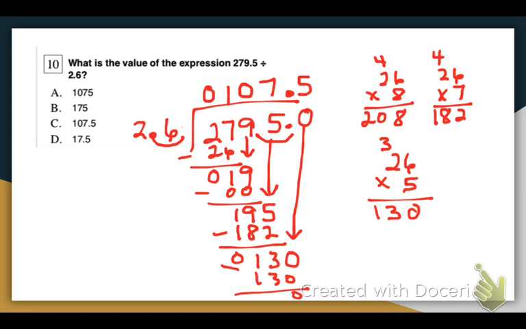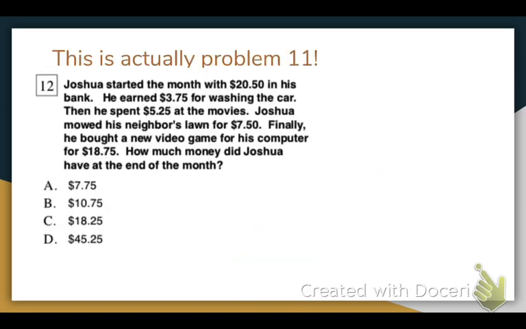Again, did you put that 0 in? Did you annex a 0? Check your work. Circle yes or no. Problem 11. Okay, I know on your test, this is problem 11. On here it says 12. Just ignore that. This is problem 11.